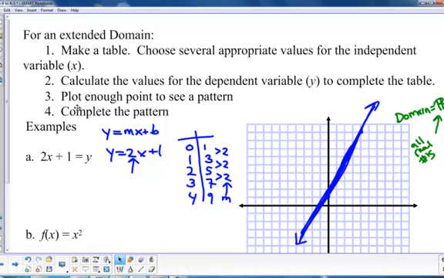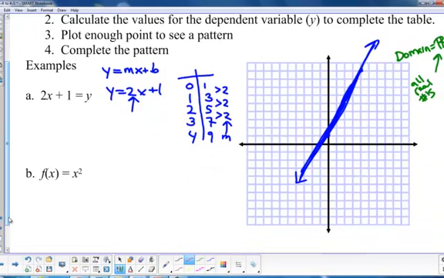Alright, on the same exact graph, we're going to graph this one. So I'm going to start at 0, which will give me 0. 1 squared is 1. 2 squared is 4. 3 squared is 9. But x squared is unique because in the negatives, it comes back up.